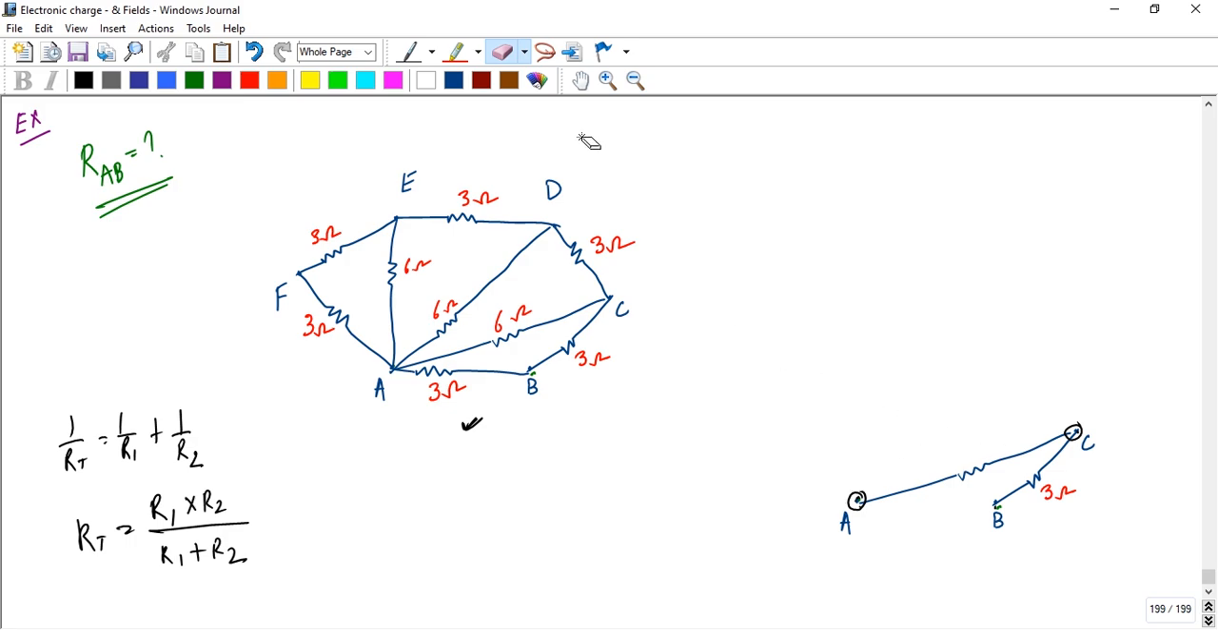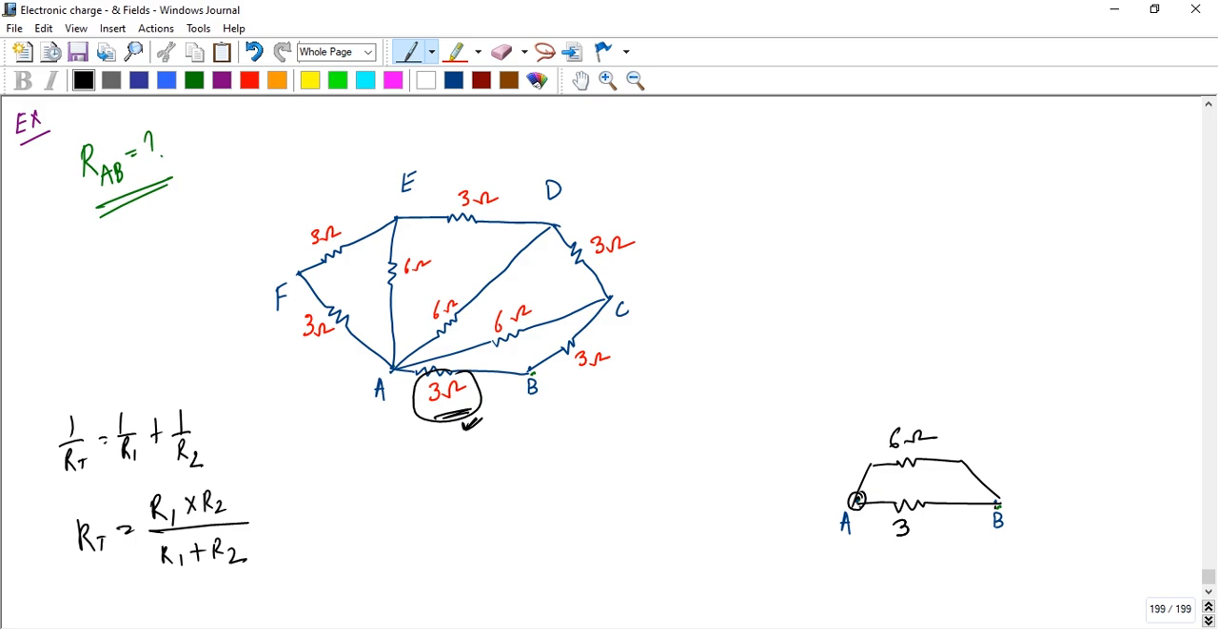Remove that and just get 3. And now these 3 and these 3 are in series. So simple, remove, and you put 6 ohm. And there is a 3 ohm resistor. Firstly, we start to remove that 3 ohm resistor. Now put that 3 ohm here.